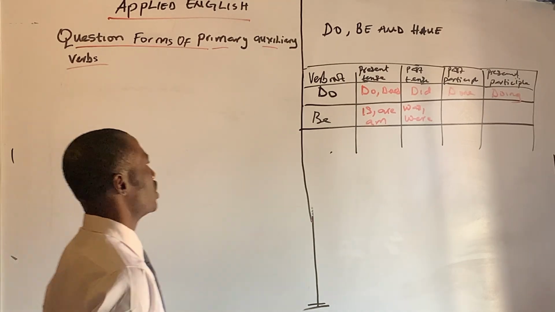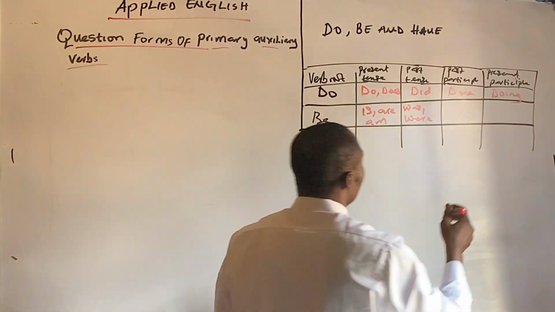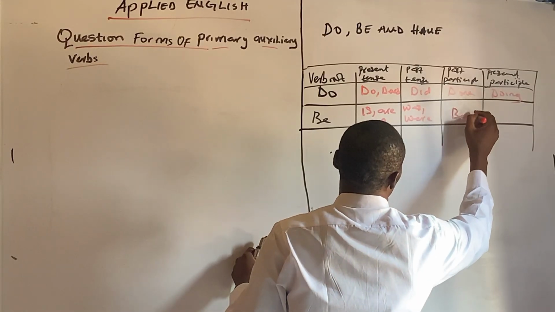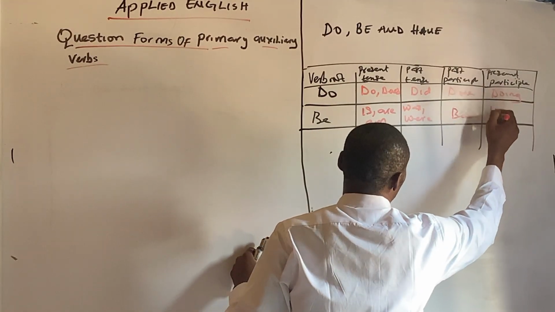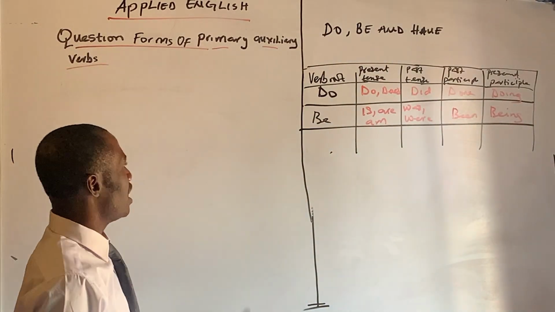Now let's go to the next one. The past participle for the verb be is been. And then the present participle is being. All right? Now let's go to the next one.